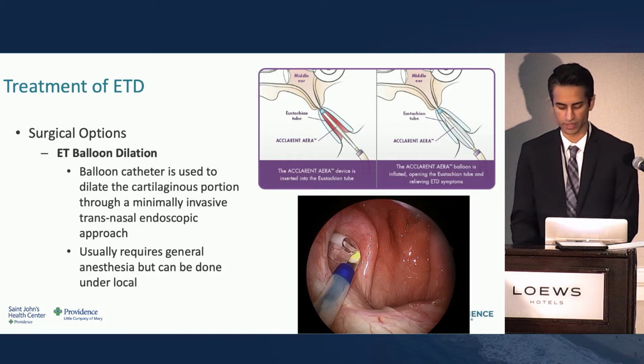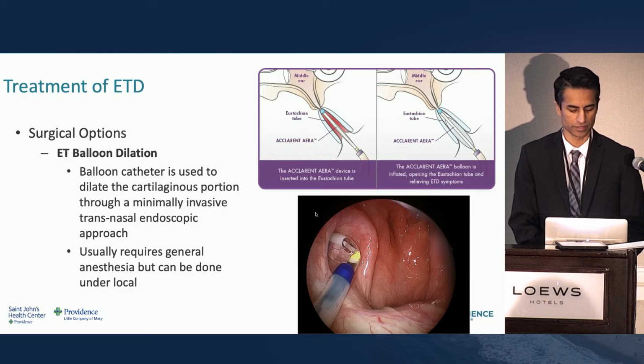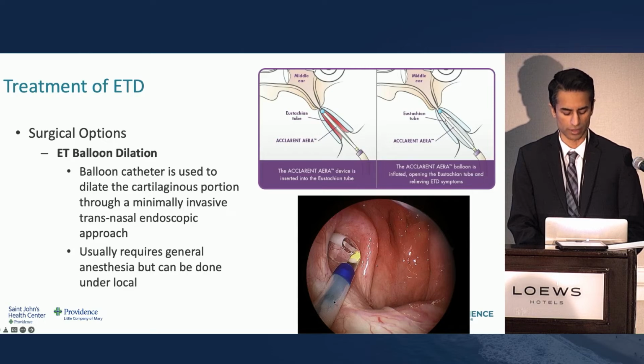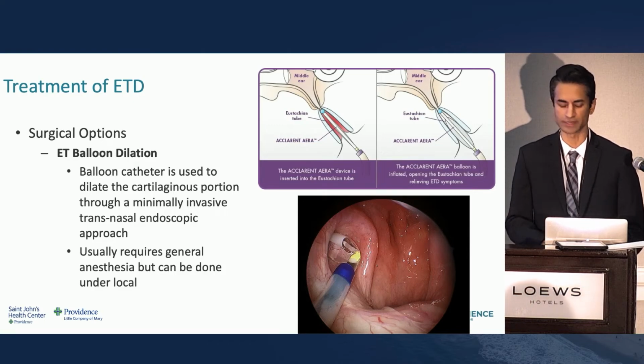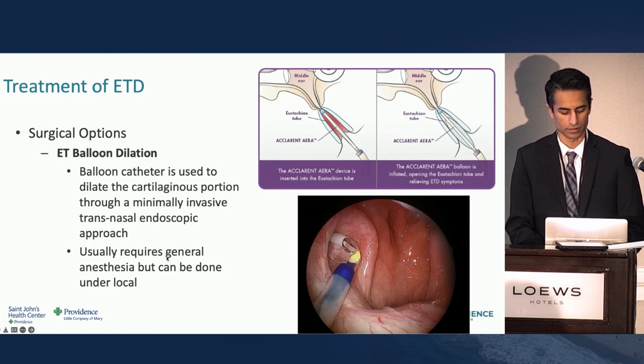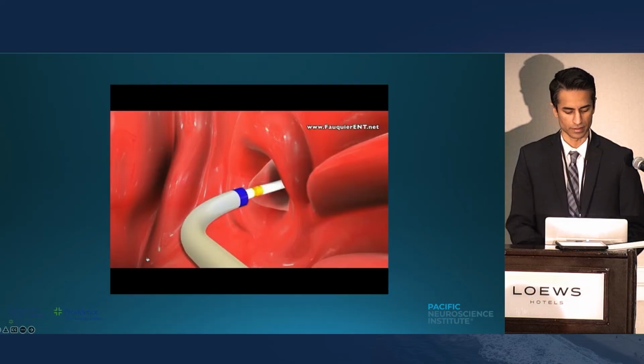More recently, there's another procedure that's become available called Eustachian tube balloon dilation. Basically, we take a balloon catheter and thread it through the nose, guide it endoscopically into the Eustachian tube, and then we blow up the balloon for a couple minutes, and then we take it out. The hope is that it keeps the Eustachian tube dilated and allows that pressure to be equalized more effectively. I said it usually requires general anesthesia, but more and more now it's being done under local anesthesia.